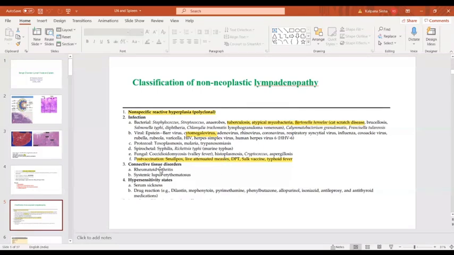So then the other important cause is due to autoimmune diseases. Many autoimmune diseases have generalized lymphadenopathy as a part of their disease, and the most important ones are rheumatoid and SLE.